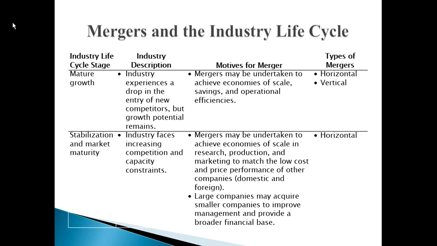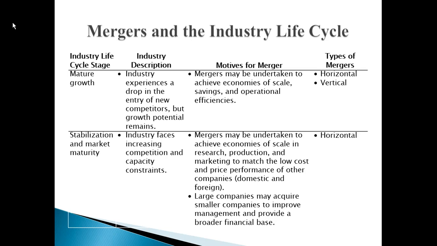And then we move on to mature growth. Under mature growth, the industry experiences a drop in the entry of new competitors, but growth potential remains. So mergers may be undertaken to achieve economies of scale, savings, and operational efficiencies. We are saying the entry of new competitors is now low, but there's still potential for growth in that stage of the life cycle.